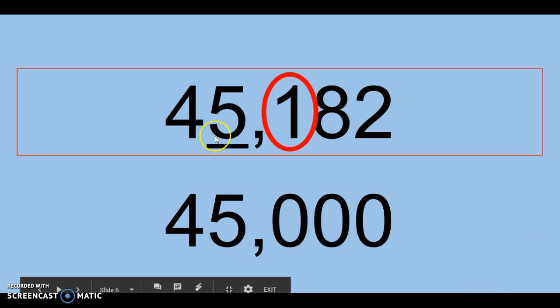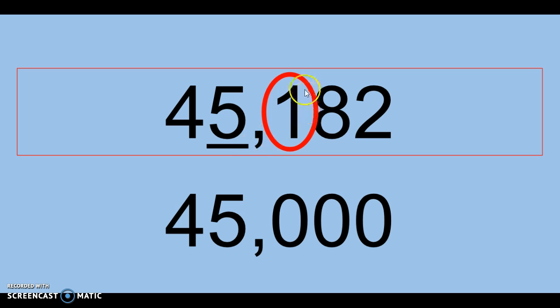Now here we are rounding to the thousands place. And so we've underlined the thousands place, and we've circled the boss. The boss is under 4, so it's going to tell the 5 to stay the same. So the 4 and the 5 will stay the same. Everything else goes to 0. And now we've rounded it to the nearest thousands place.